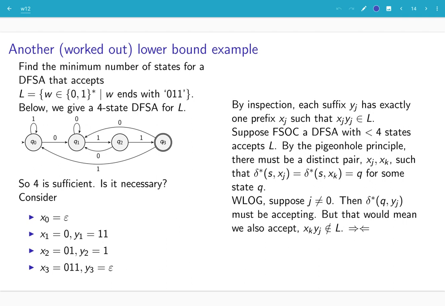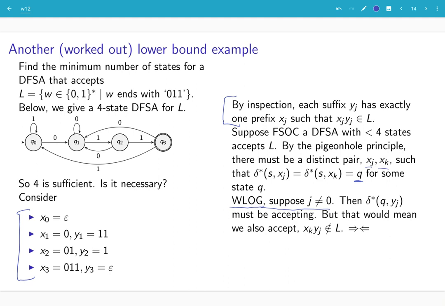Well, so first, I want to observe that I have chosen these prefixes and suffixes properly. So by inspection, I can see that each suffix has exactly one prefix such that their concatenation is in the language. Now, suppose that there's a DFSA for this language with fewer than 4 states. That means that there must be some pair of prefixes from x0, x1, x2, and x3 that get mapped to the same state. So let's call that pair xj and xk, and let's call the state that they get mapped to q. Now, I can do this trick of saying, without loss of generality, suppose that j is not equal to 0. I know that either j is not equal to 0 or k is not equal to 0. There's nothing special about j versus k.